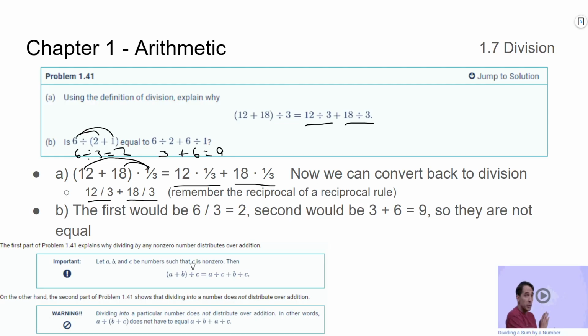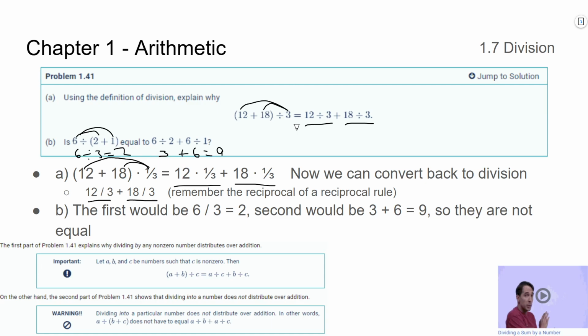All right, let A, B, and C be numbers such that C is non-zero. Then A plus B divided by C equals A divided by C plus... wait, hold on a second, because this is distributing division, which I just said you can't do. So what am I missing right here? Dividing by any non-zero number. Oh, okay, I see. So this one did distribute, right? This one did distribute. 12 divided by 3, 18 divided by 3.